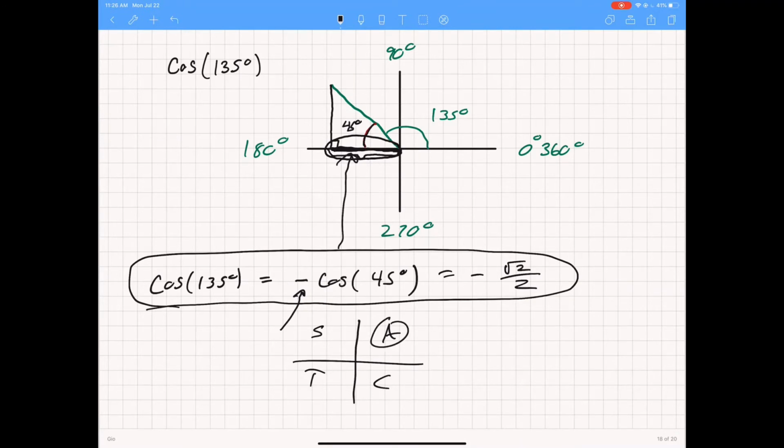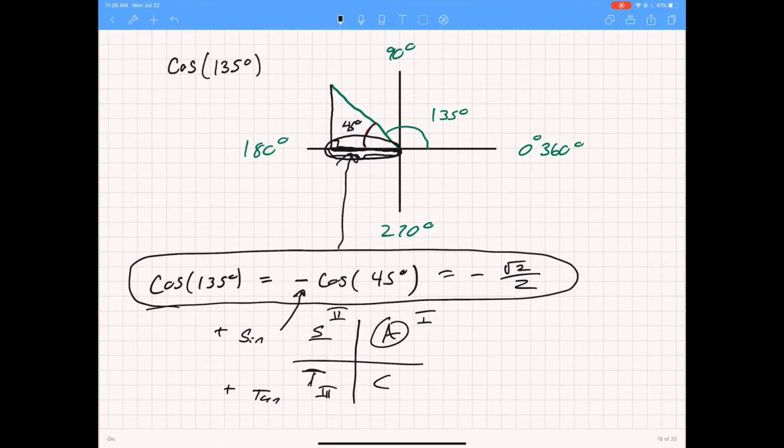All means every single trigonometric value in the first quadrant will be positive. Students, S in the second quadrant, stands for sine. So that means sine will be positive and everything else will be negative. And Take, as you can guess, is tangent. And I'll tell you that tangent is positive, everything else is negative, in the third quadrant.